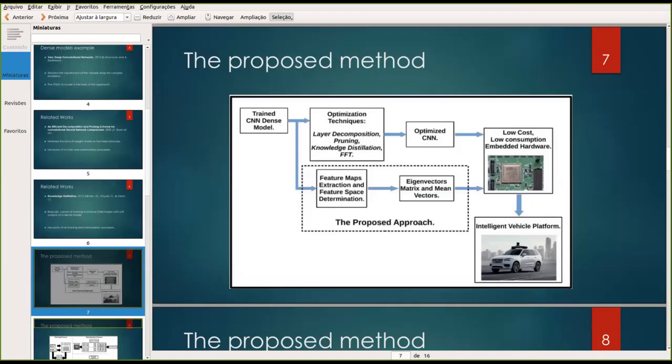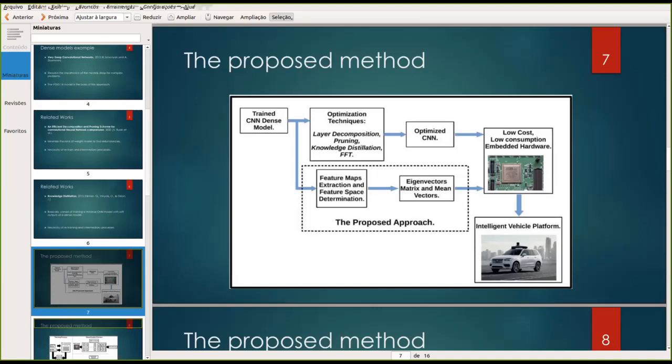Now this represents a framework overview of our method. Let's start with a trained dense CNN model. The traditional optimization techniques reduce this architecture's complexity and obtain the optimized CNN model, and this reduced model is then used to make predictions.